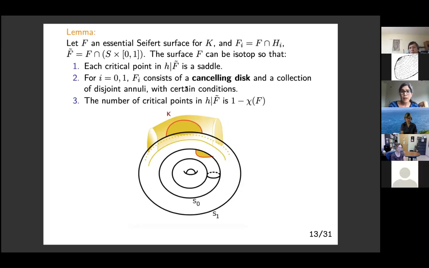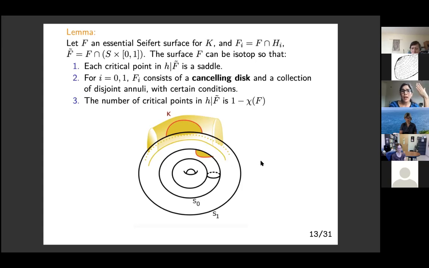And the other characteristic is that outside the product region, the pieces of surface that we are going to see are just this kind of annuli and these other little pieces that are called canceling disks. Also, this lemma lets us count how many saddle points we see in this product region. So this was very useful when we classified the genus 2 1-1 knots.